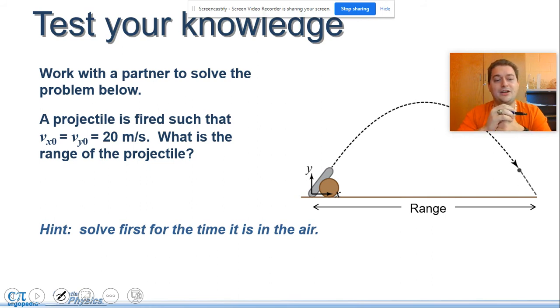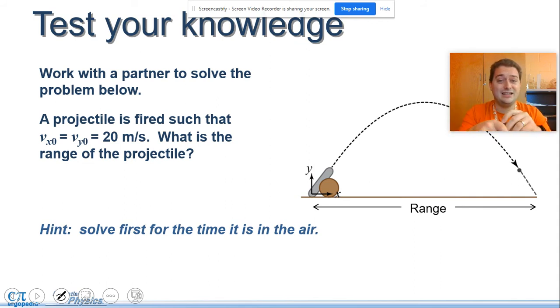It says the projectile is fired such, that's fancy, that Vx0 and Vy0 are 20 meters per second. What is the range of the projectile? Uh-oh. Didn't give you the time. What have I been saying throughout this whole presentation about finding the range if you don't have time? You have to deal with the y-axis. You've got to find the time it's in the air as a whole. Okay? So we have to go back to a free fall problem.